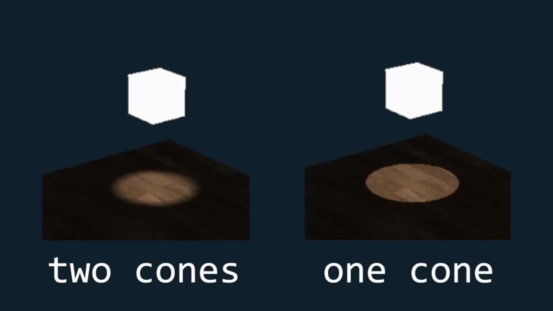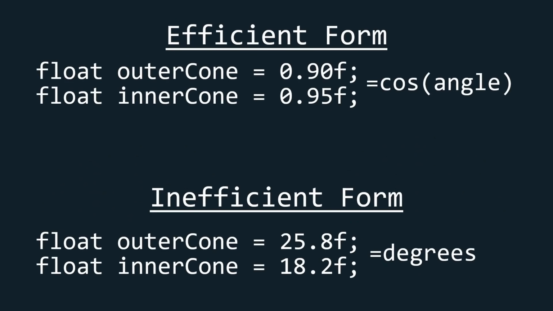We make use of these 2 cones in order to have a nice gradient between darkness and light areas, since if we only made use of 1 cone, we would just have a direct cutoff from light to darkness. I wrote a cosine value directly in order to save computational power. Do not write the inner and outer cones in terms of angles, since that will require extra calculations and it will slow down the program.